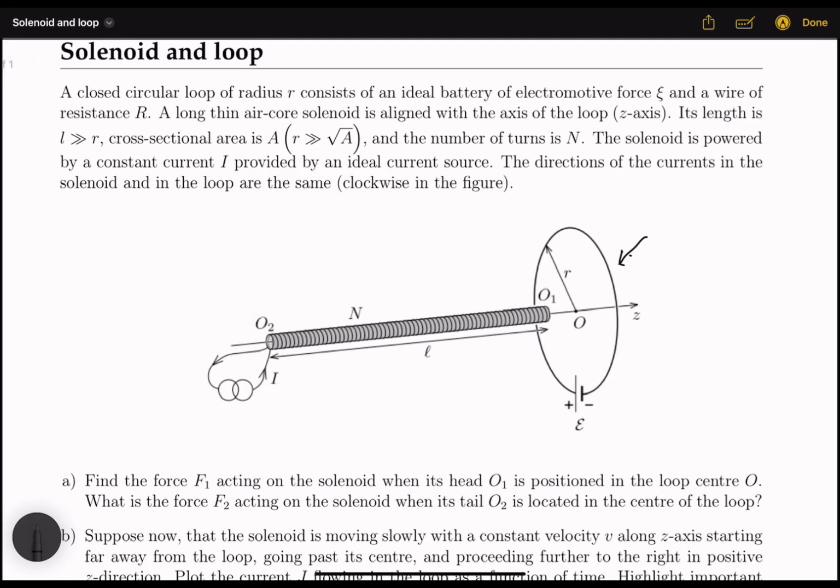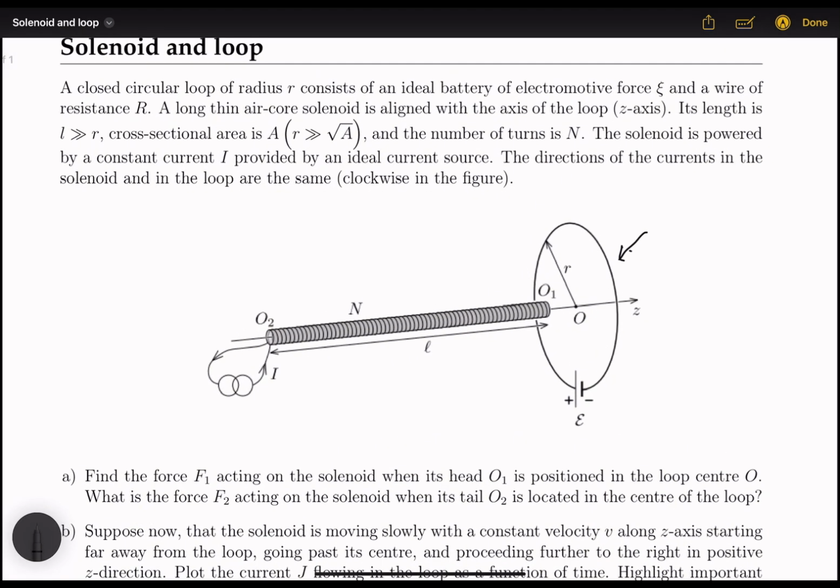Hello everyone. So today we're going to be solving a problem from the European Physics Olympiad involving magnetics, and specifically magnetic interactions between a long ideal solenoid and a perfectly circular Amperian loop when both of them carry certain currents. Okay, let's read it out.